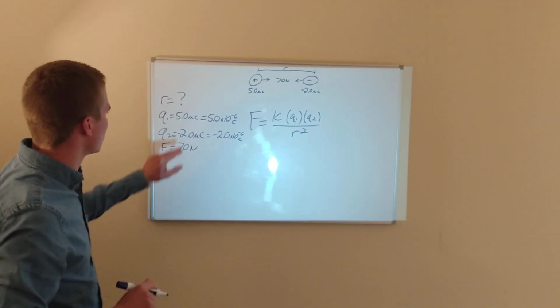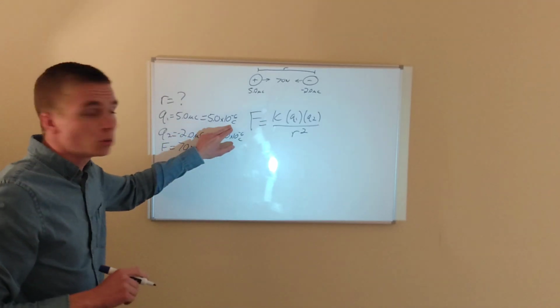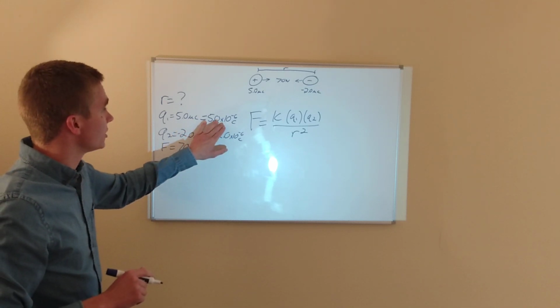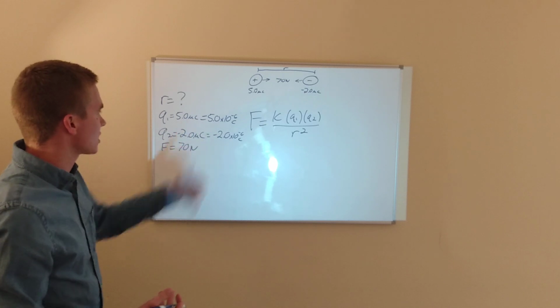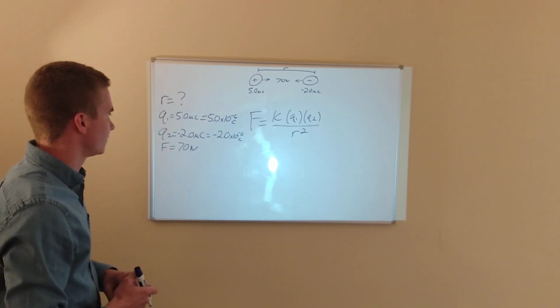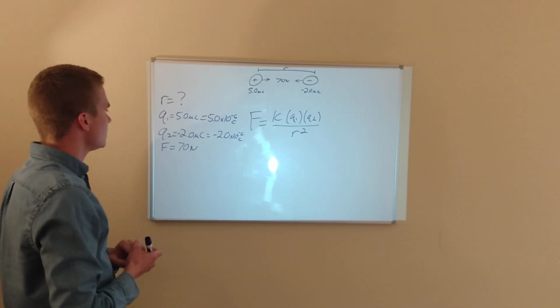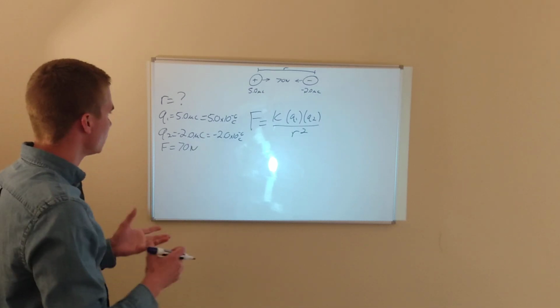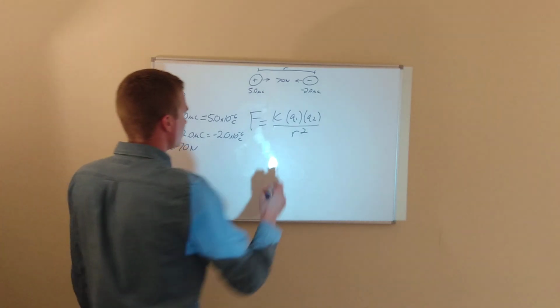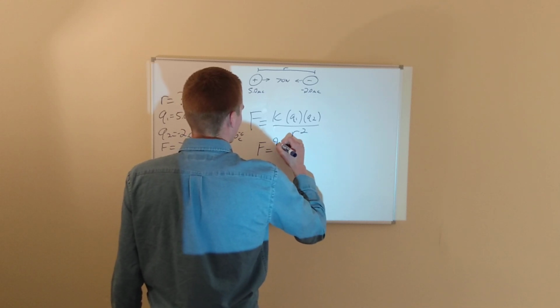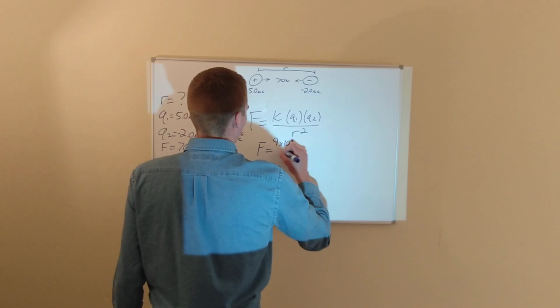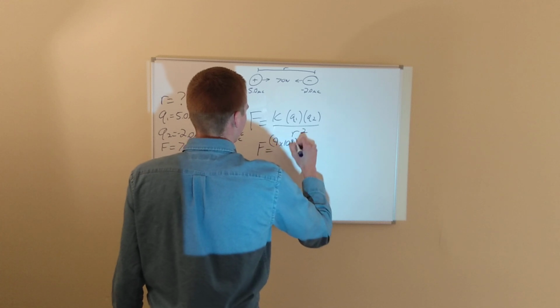And again, that's just because we're converting microcoulombs to coulombs. It's not always going to be 10 to the negative 6, but because it's microcoulombs, that's how we perform that conversion. My 70 is in newtons, so I think we can proceed with that. If we look here, we can start substituting. Remember, K is the same constant as last time.